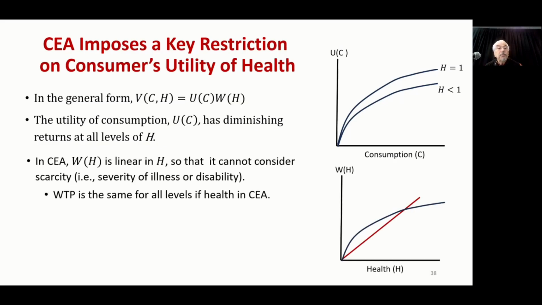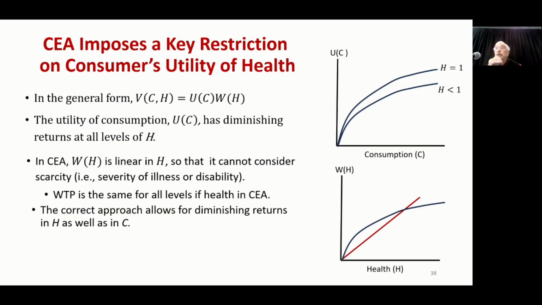Now, in contrast, in cost effectiveness analysis, the trade-off rate is linear. It's the red line in this lower diagram that shows constant returns, and that's what the model of cost effectiveness analysis does. So the willingness to pay is the same for all levels of health. In fact, the correct approach is the blue line that allows for diminishing returns as well. That's the fundamental difference between GRACE and the previous models of cost effectiveness.